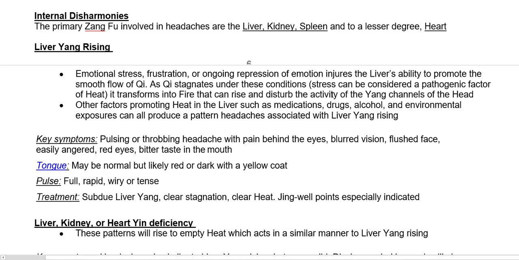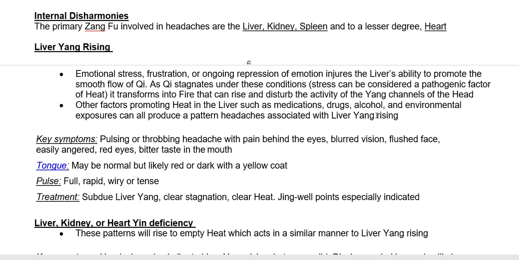So the yang rises up so much and so quickly. Often liver yang rising is still considered a bit of a wind pattern because it gushes and rushes upwards, and it disturbs the yang channels of the head. Anything that promotes heat in the liver, meds, drugs, alcohol, environmental exposures, these can all produce heat, and anytime we have heat injuring the liver, this can give us a liver yang rising. This is sort of your classic. It's not your cluster headaches from stress, but these do play a role.